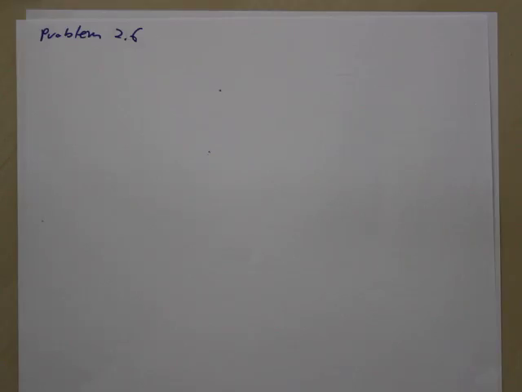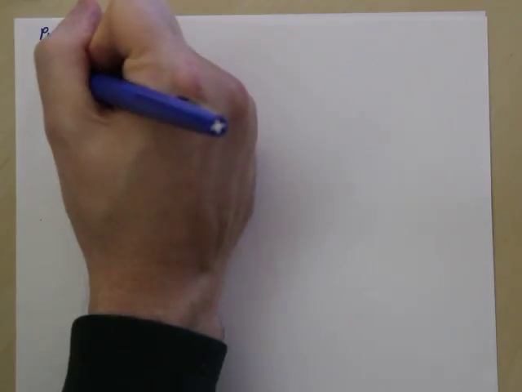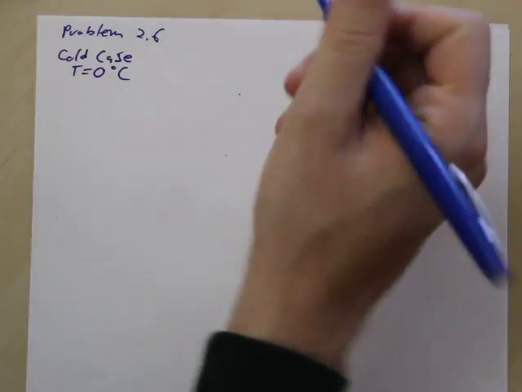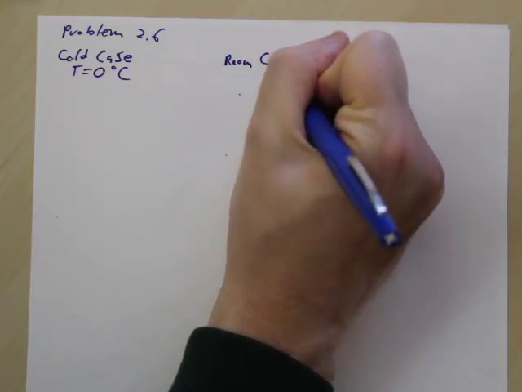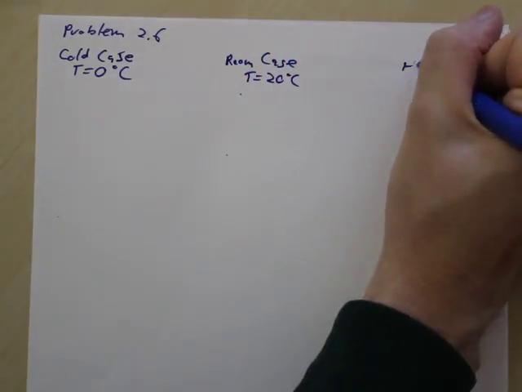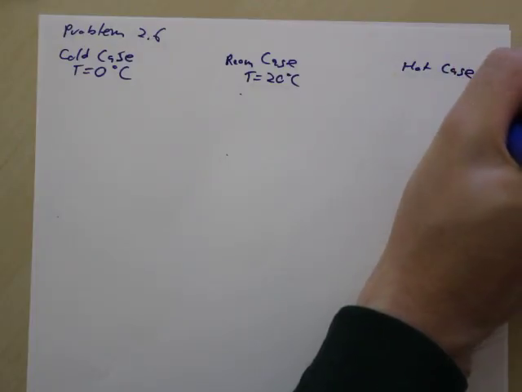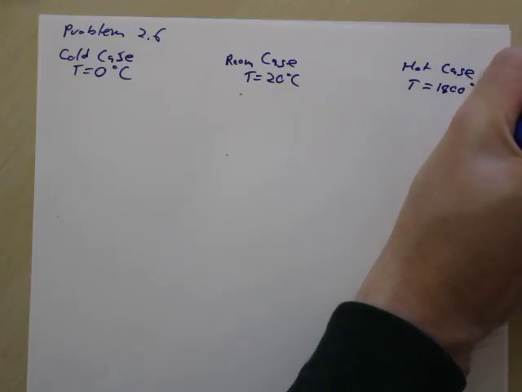So the first thing that we're going to do with this is, I call it data extraction, because there's a lot of data in this problem, and we have to be able to pull it out. So the first bit that we're going to do is we're going to do 3 cases here, because I see 3 different cases. I see a cold case, and a cold case means that the temperature equals 0 degrees Celsius. I see a room temperature case, where temperature equals 20 degrees Celsius, and I see a hot case, where the temperature equals 1,800 degrees Celsius.